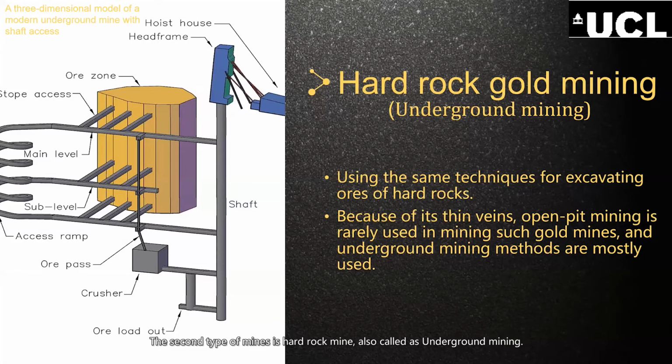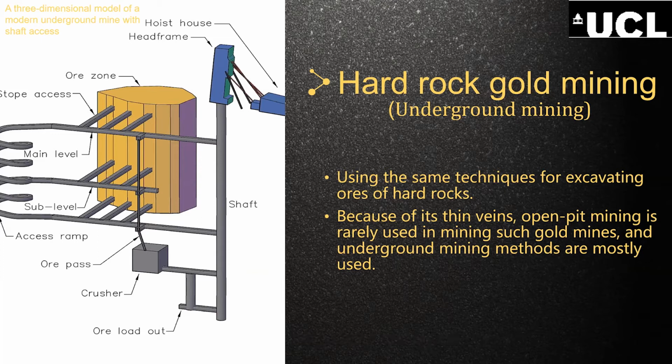The second type of mine is the hard rock mine, also called underground mining. Due to their thin veins, open pit mining is rarely used for such gold mines, and underground mining methods are mostly used. On the left is a model of a modern underground mine with shaft access.